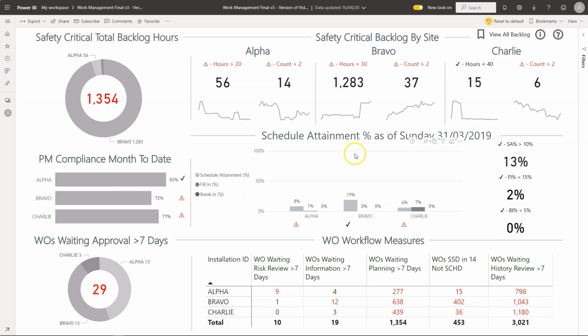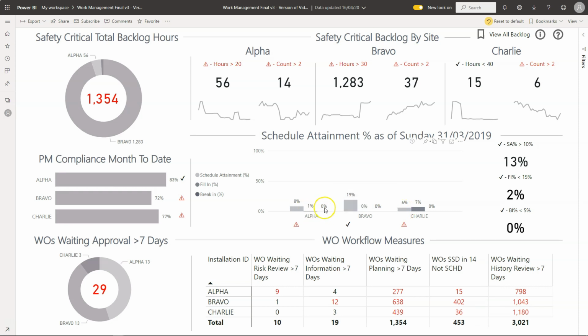What else have we got? So that's our schedule attainment. For each of the sites, we've got the schedule attainment, we've got the fill-in, and we've got the break-in work. So you can see here, that is our fill-in work here. This is our schedule attainment, and it's telling us the percentage we've achieved.